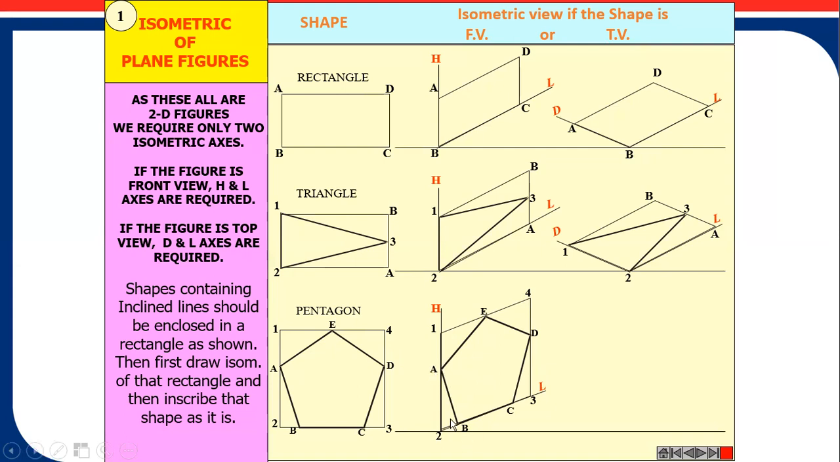And then join all these points using a scale or a ruler block. So this is the isometric shape of a pentagon in front view. In a top view, again, the width and length.